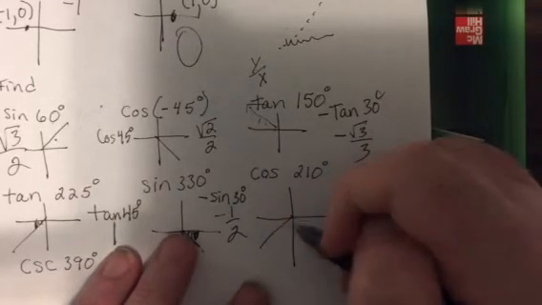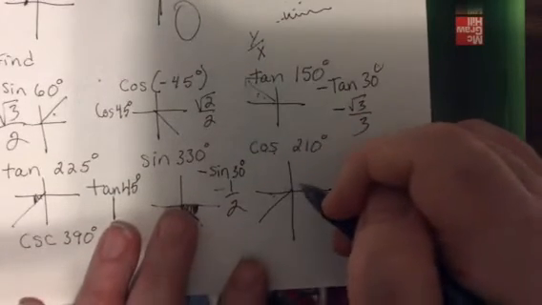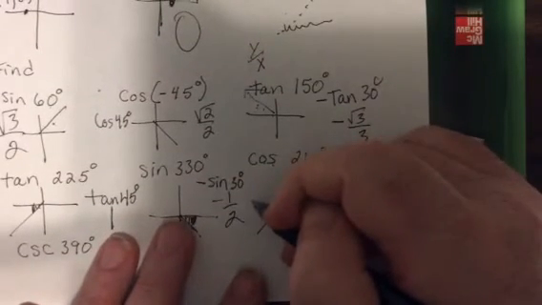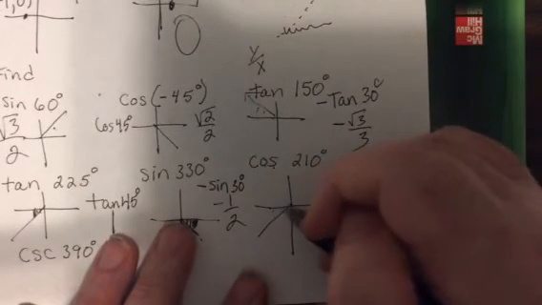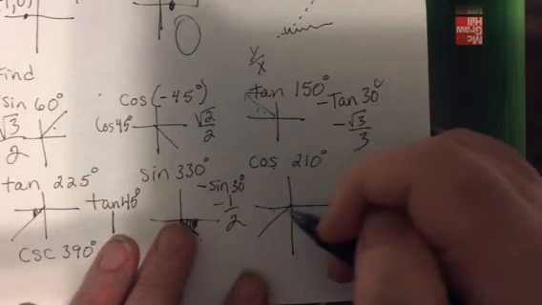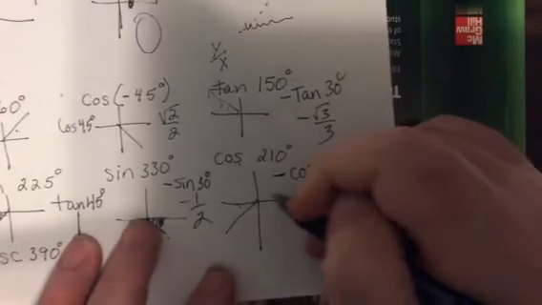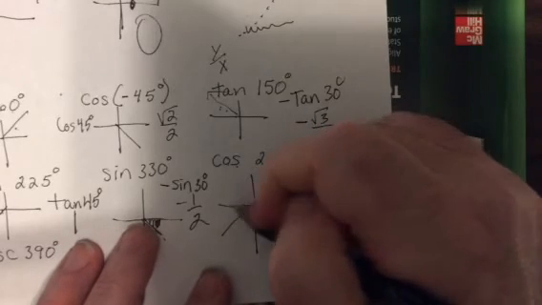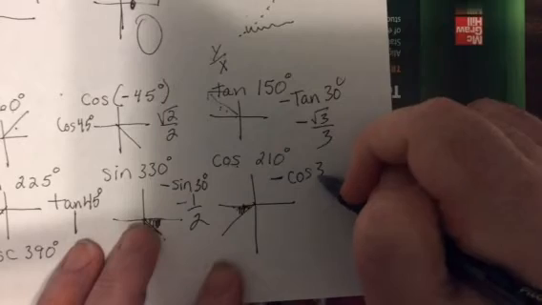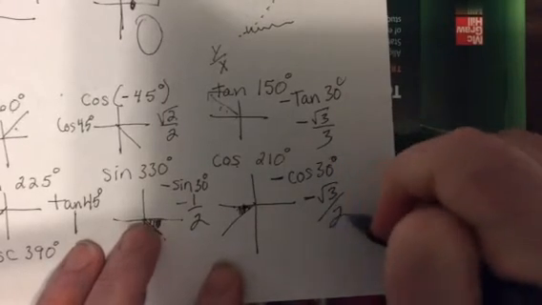But anyways, 210 in the third quadrant. Cosine is x over r. X is negative in the third quadrant. Y is too. It doesn't really matter for cosine, but it is. So negative, and then r is always positive, so cosine would be negative. The reference angle is 30 degrees. How many degrees between the terminal and the closest x? And cosine of 30 is square root of 3 over 2.